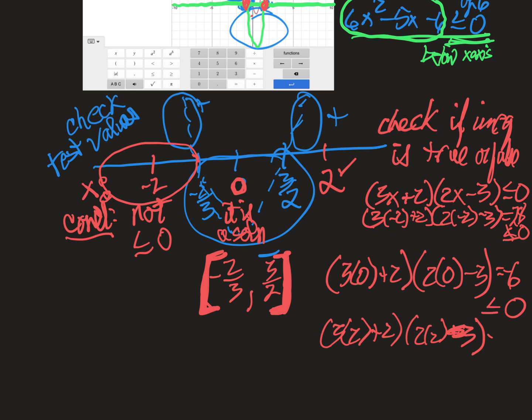And that is 8 times 1, which is 8, which is not less than or equal to 0. It's close, but it's not equal to that. So our conclusion here is it's not less than or equal to 0.